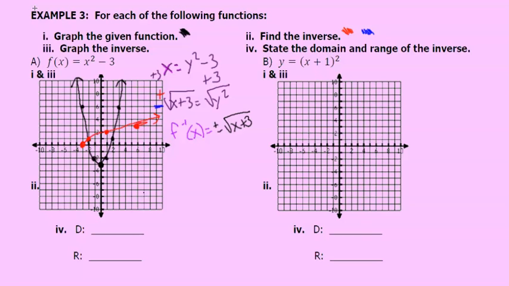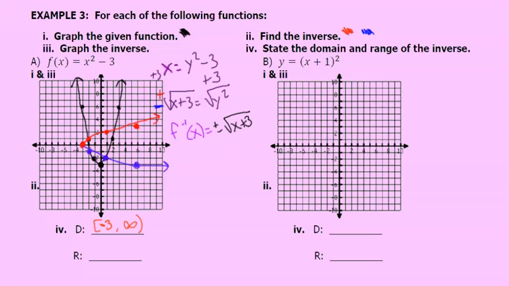If it doesn't specify a restricted domain, they usually have you just choose the positive one. But if we were to find the negative one, it'd look like this. And you would have a parabola that's opening sideways. Notice it would fail the vertical line test if you try to use both at the same time. That's why you have to only have one at a time with the restricted domain of your original function.